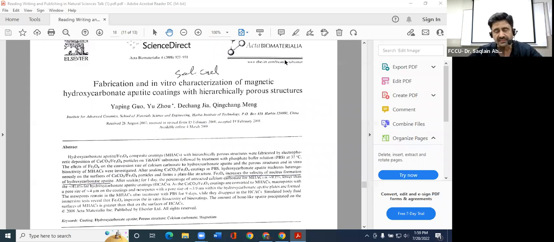I'm also a reviewer of various journals. Every researcher is, and later on at some stage you will also be a reviewer of some journal. So this is the way that you can go for publishing. What next question?